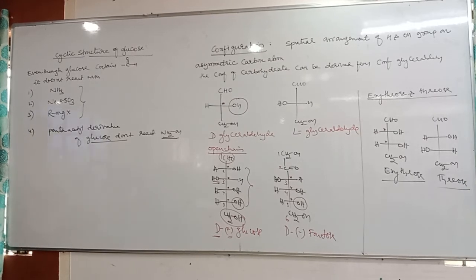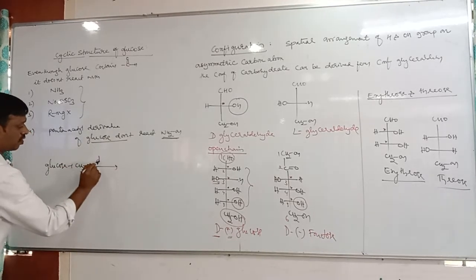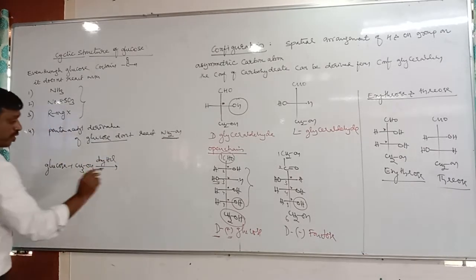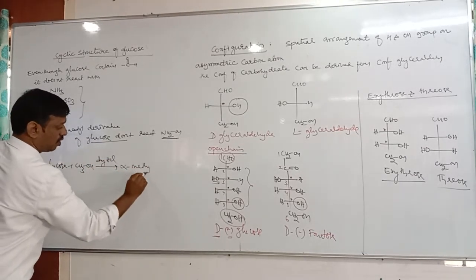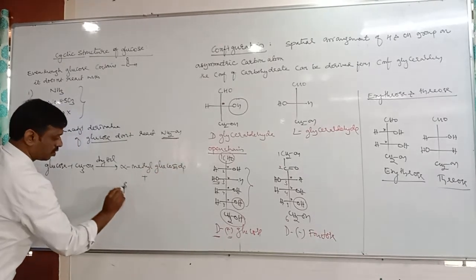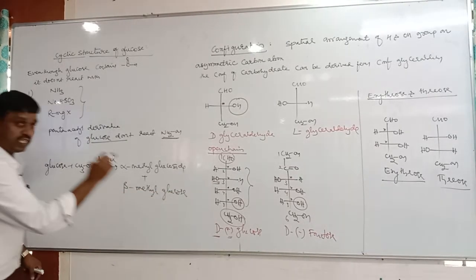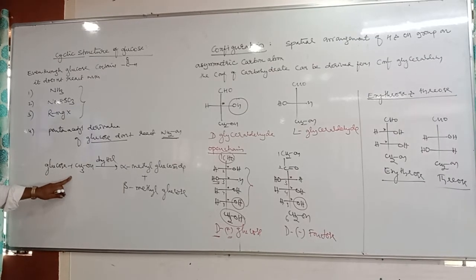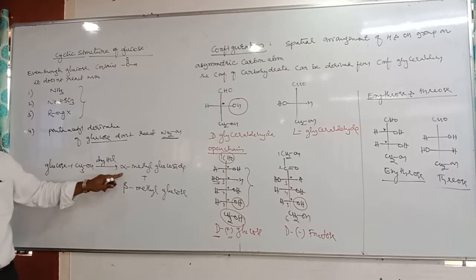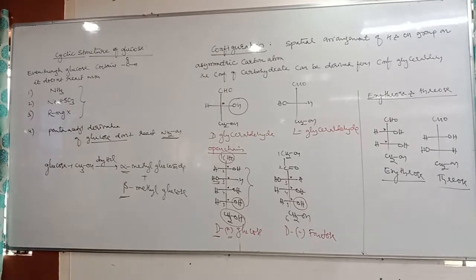Next, finally, there is one more important reaction. Glucose reacts with methyl alcohol in the presence of dry HCl. It forms two products, alpha-methyl glucoside plus beta-methyl glucoside, as in the previous question. So this reaction confirms that glucose exists in two forms, alpha glucose and beta glucose, that is, in cyclic form. Then we are going to study the cyclic structure of glucose.